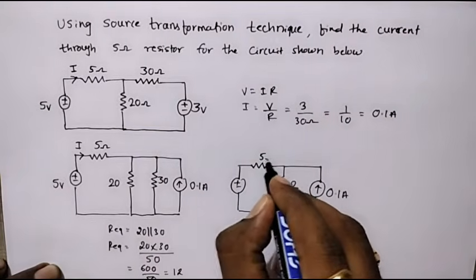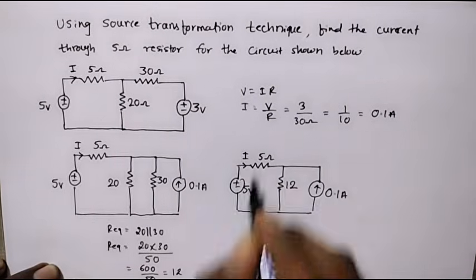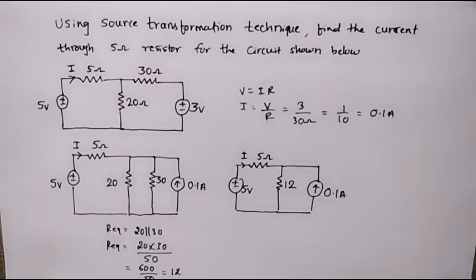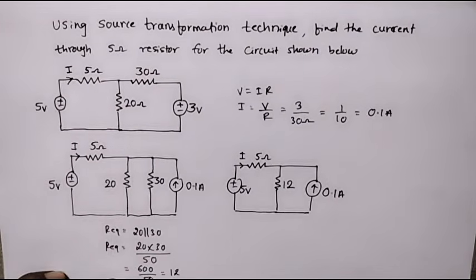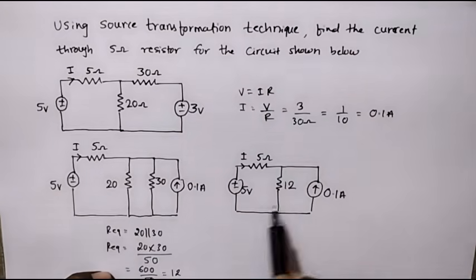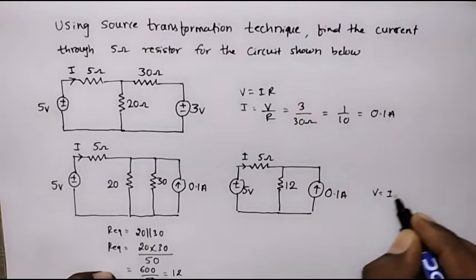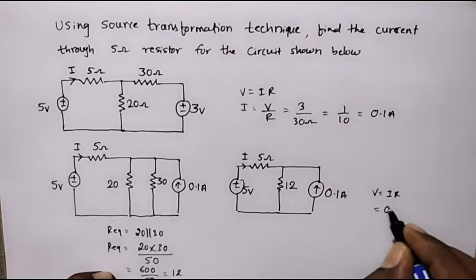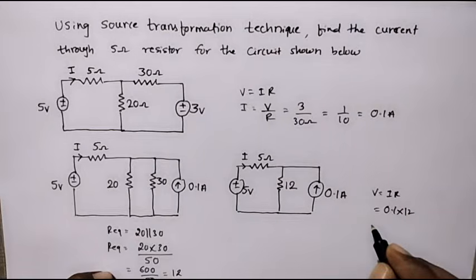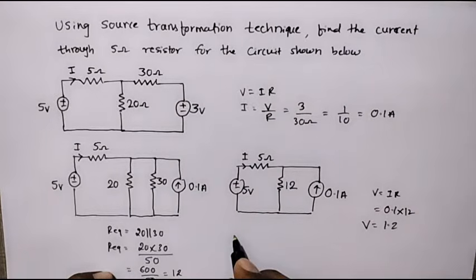The value of this resistor is 5 ohm and this is 5 volts. Say current I is flowing here. Now I'll convert this current source into a voltage source so that there will be a single loop. We know that V is equal to IR, I is 0.1 and resistor is 12. So the magnitude of voltage is 1.2. Therefore I'll redraw the circuit now.